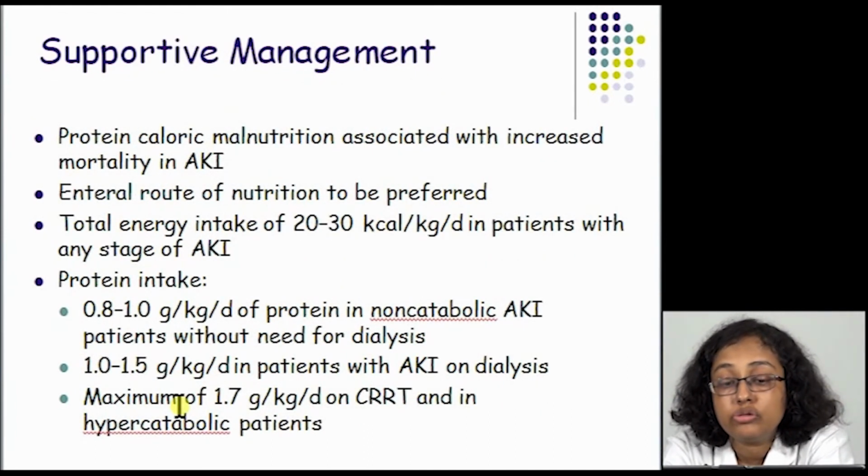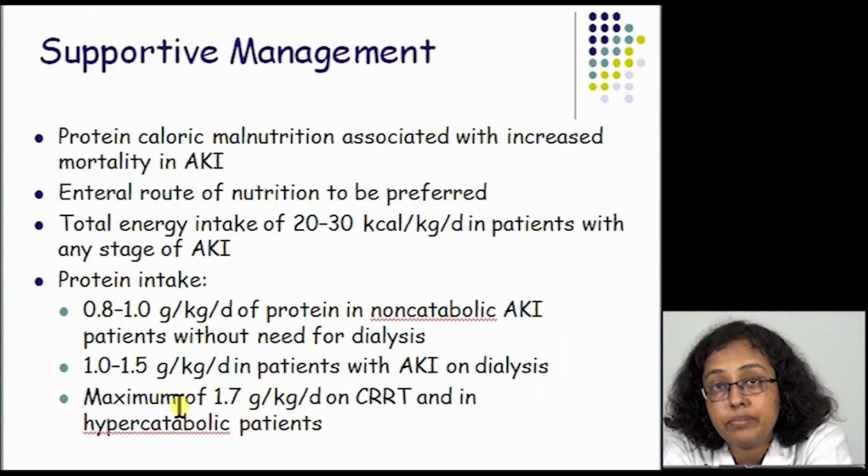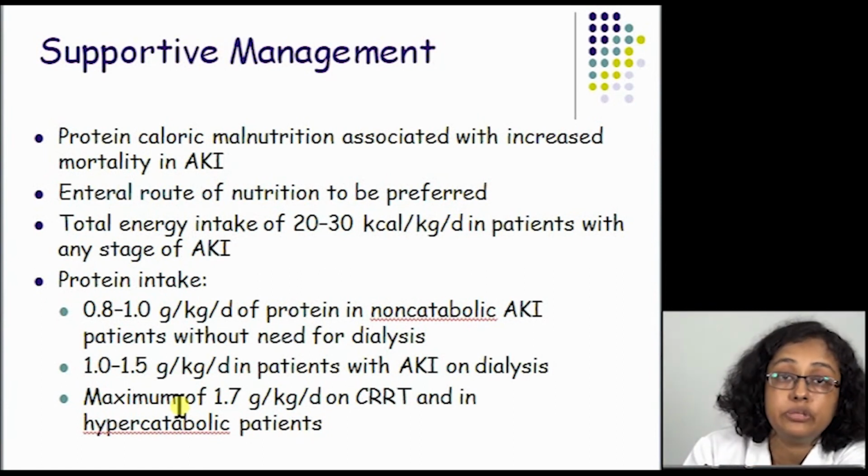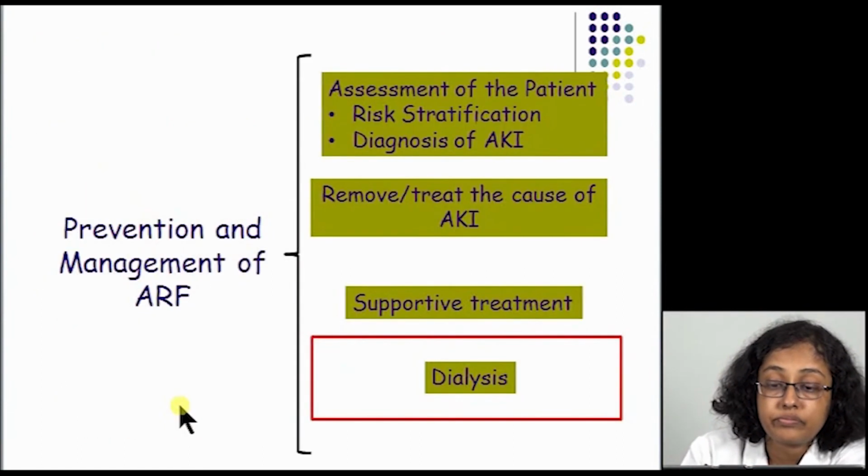Protein caloric malnutrition should be addressed because acute kidney injury is a hypercatabolic state, so you need to give adequate nutrition. If the patient can take it, the enteral route is always preferred. The total intake of calories should be at least 20 to 30 kilocalories per kg per day, and the protein intake should be good. It should be 0.8 to 1 gram per kg per day in non-catabolic patients who do not need dialysis, while hypercatabolic patients or patients who need dialysis will need 1 to 1.5 grams per kg per day of protein.